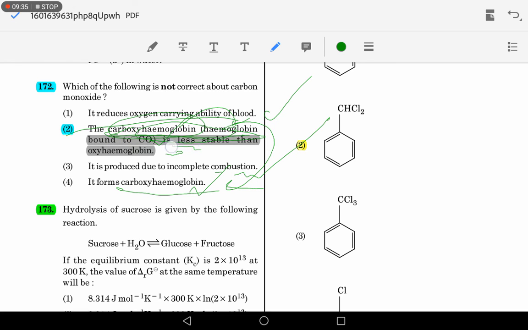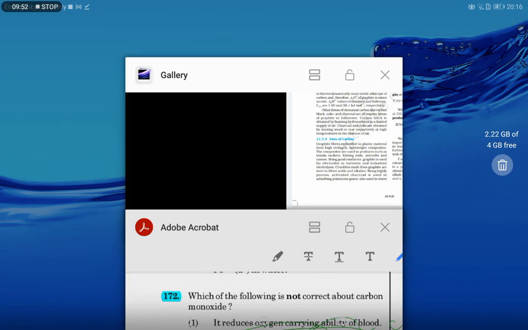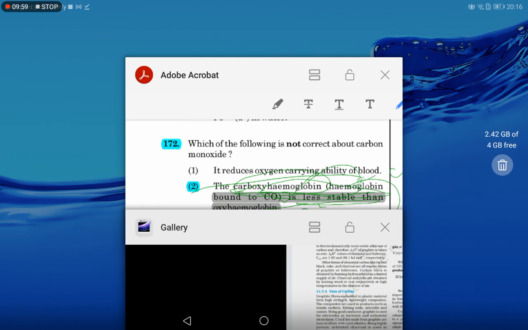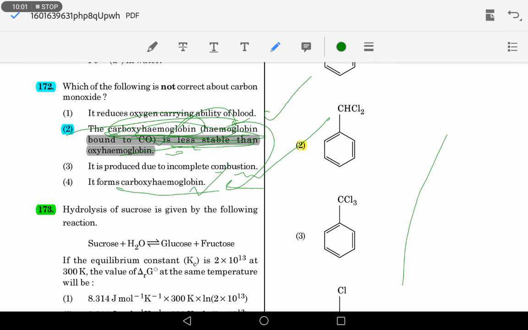It is less stable is the wrong statement. It is more stable. That is the most feared property of carbon monoxide. When carbon monoxide binds to hemoglobin, it binds with a greater affinity and it tends to form a complex which is highly stable, that is 300 times more stable than the oxyhemoglobin complex. And that's the most feared property of carboxyhemoglobin or carbon monoxide.